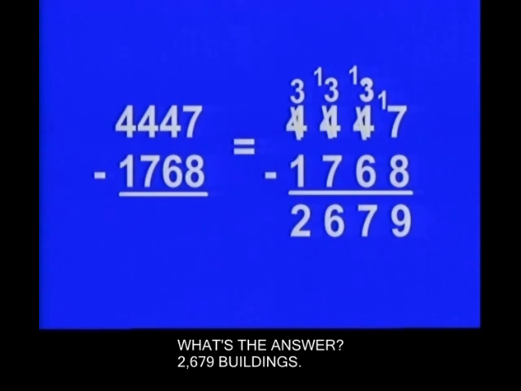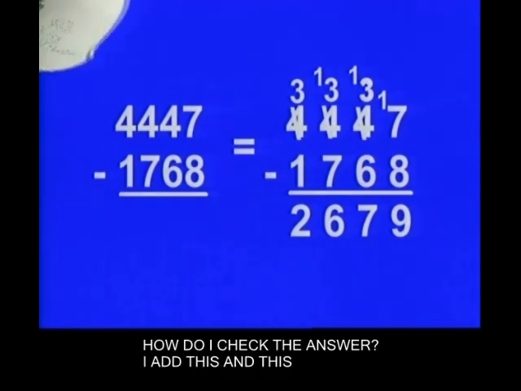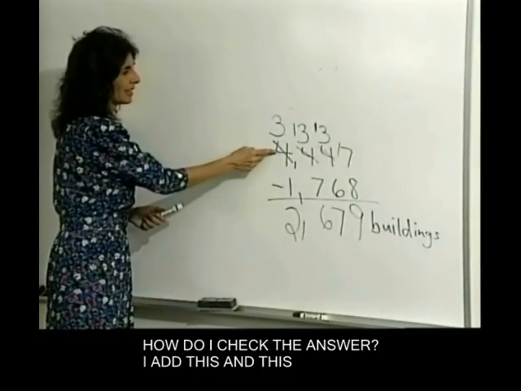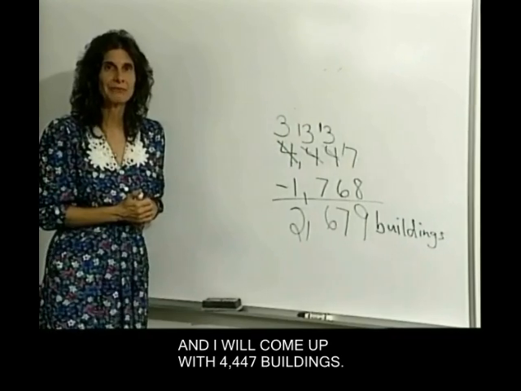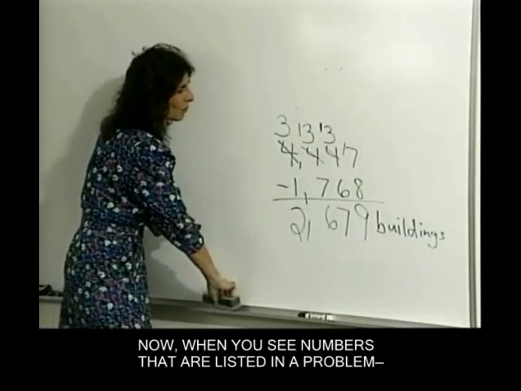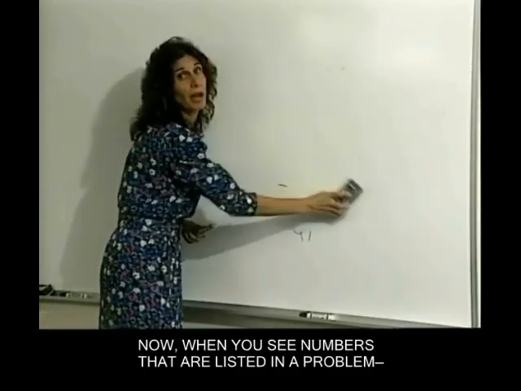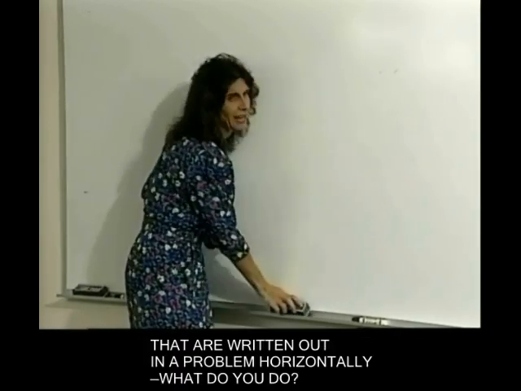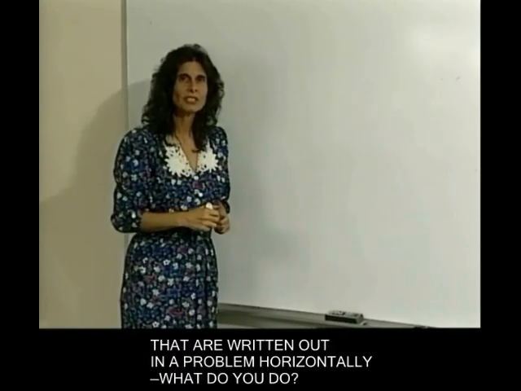What's the answer? 2,679 buildings. How do I check the answer? I add this, and I will come up with 4,447 buildings. Now, when you see numbers that are written out in a problem horizontally, what do you do?